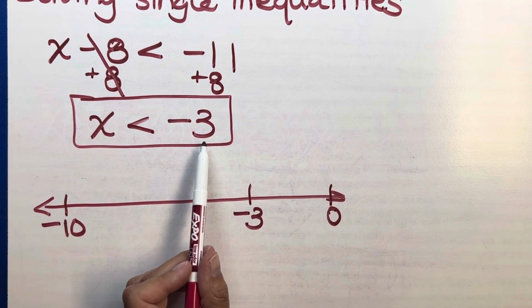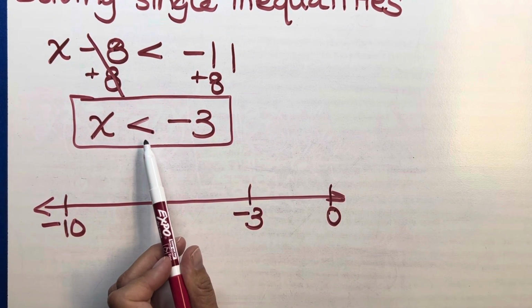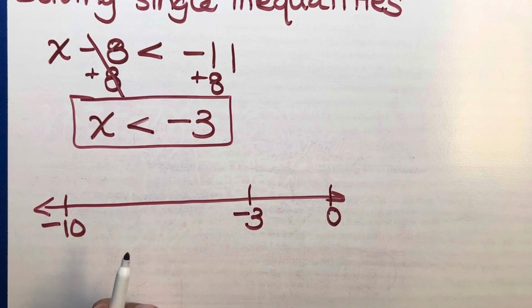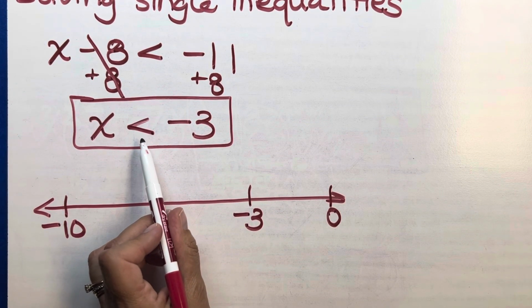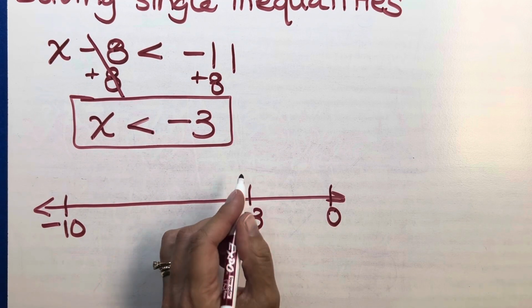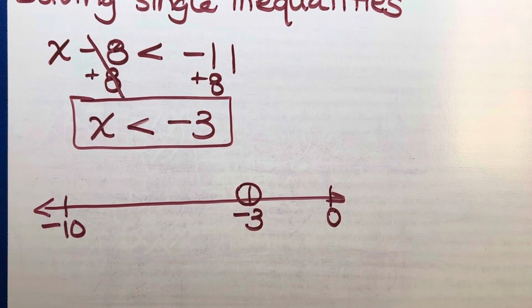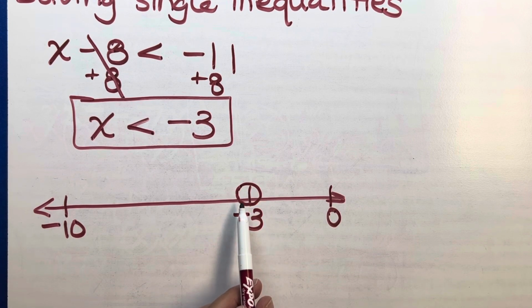My inequality says that x has to be less than negative 3. Notice it's not less than or equal to. So when I have just a less than symbol, I'm going to go to negative 3, and I'm going to put what we call an open circle. So it doesn't include the negative 3. That's what the open circle means.